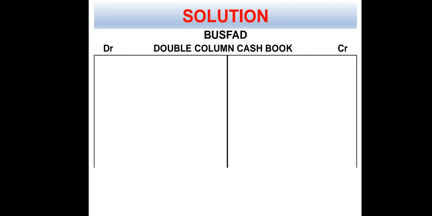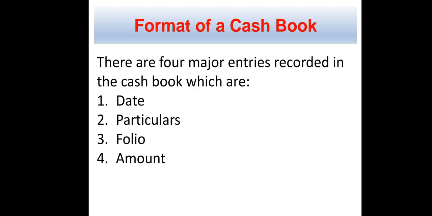So the name of the company, like I said, Busford, double column cash book. At the debit side, we write debit. At the credit side, we write credit. Then we prepare the format of our cash book. You know it's a T format, it's a ledger. Just like I said in the first video, anytime we are preparing a cash book, there are 4 major details that must be contained, which are date, particulars, folio, and amount.